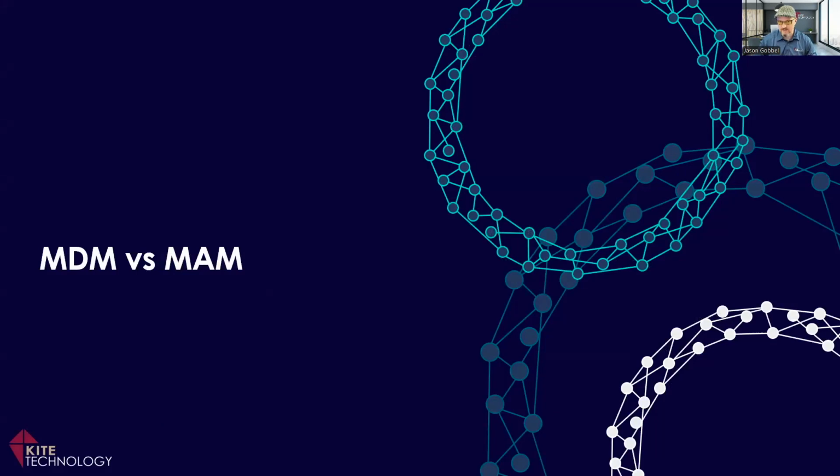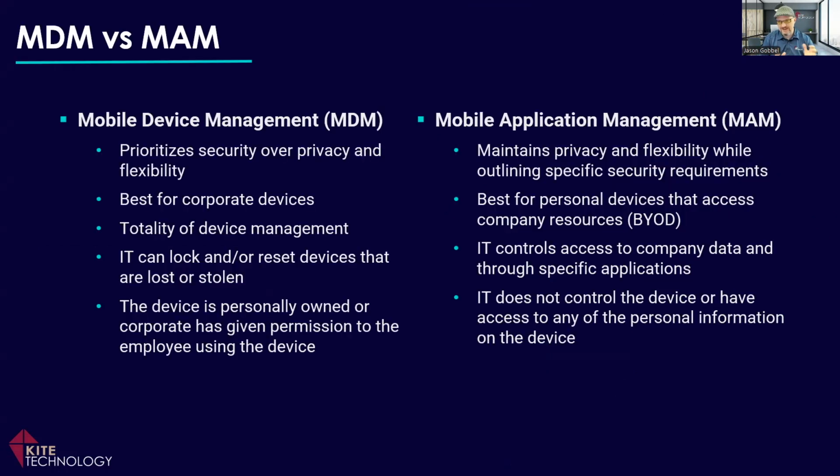MDM versus MAM. You're going to hear those terms a lot. MDM, MAM, sometimes called MAM. Mobile device management is a mechanism for managing the totality of everything that's on the device. The priority here is security and control, not flexibility, nothing like that. This is best for corporate devices, devices that the employer owns.